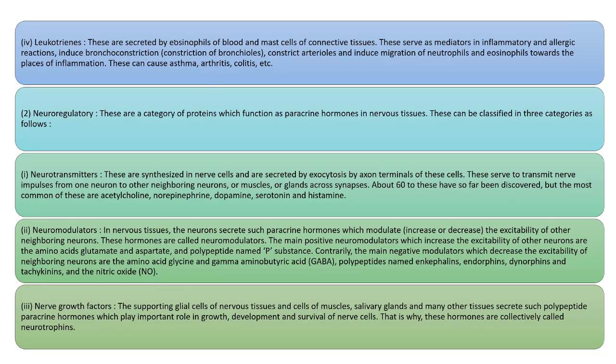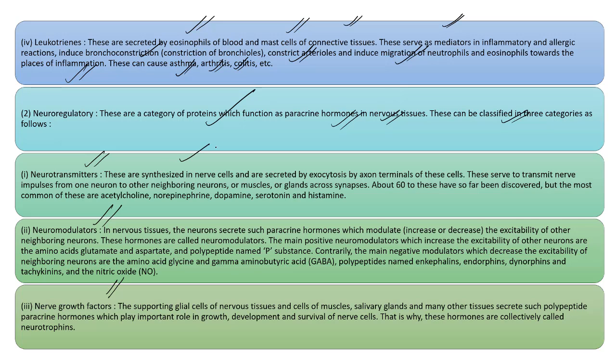Leukotrienes. They are secreted by eosinophils of the blood and mast cells of the connective tissue. They serve as mediators in inflammatory and allergic reactions, induce bronchoconstriction, constrict arterioles, and induce migration of neutrophils and eosinophils towards the places of inflammation. They can cause asthma, arthritis, and colitis. Then comes neuroregulatory. There is a category of proteins which function as paracrine hormones in the nervous tissue. These are termed in three categories: neurotransmitters, neuromodulators, and nerve growth factors.